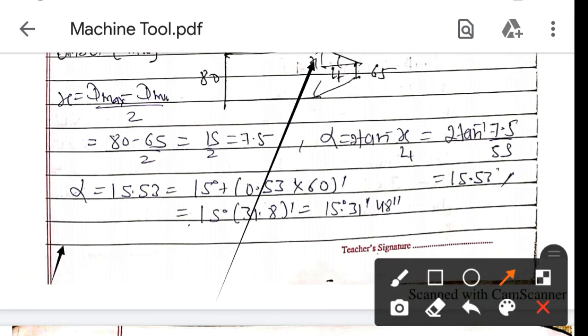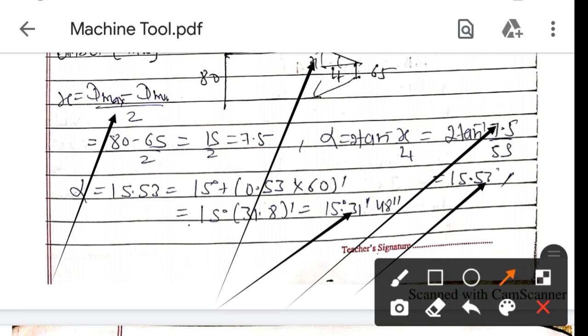So x equal to d max minus d minimum divided by 2 will give you the 7.5. Again, alpha is 2 inverse 2 times of tan inverse x by lt. Just substitute all the data over here. We will be getting alpha is equal to 15.53 degree. This is in the degree and this is in the minute and combination of second.